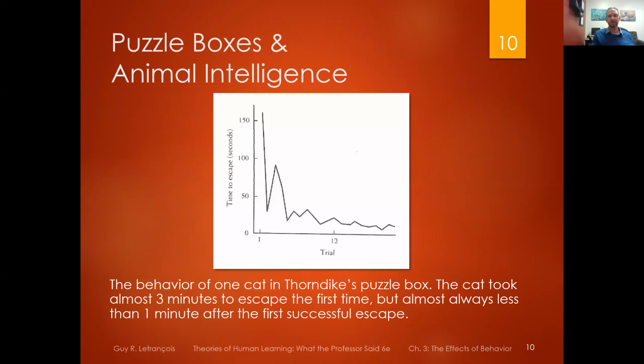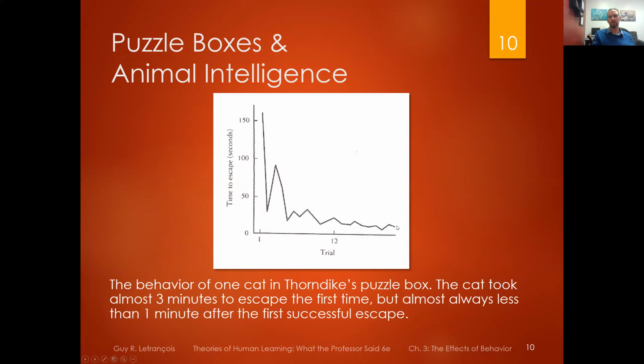A typical cat, this is just one example, might look like this graph. In trial 1, it took this cat about 160 seconds to be able to escape from the puzzle box. In trial 2, it was about 30 seconds or so. Trial 3, it was 80 seconds, and then trial 4 and trial 5. And then it gradually gets to the point where it clearly has demonstrated that it knows how to escape from the puzzle box.